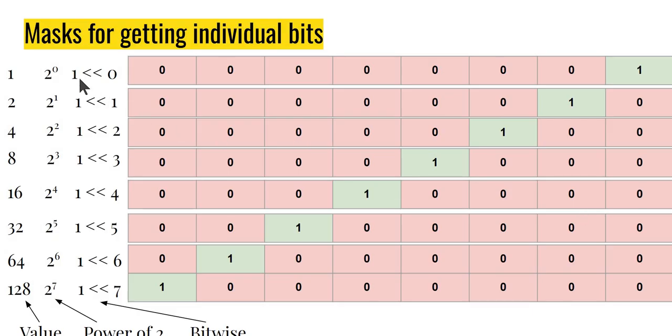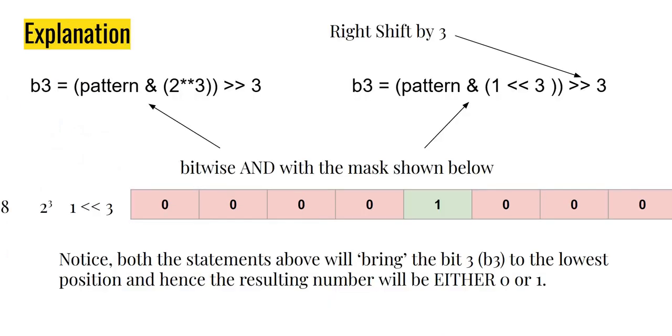I can also think of this as powers of 2: this is 2 to the power 0, this is 2 to the power 1, because in decimal the values are actually 1, 2, 4, 8, and so on. And that's what I've written here. So the mask can be specified in many different ways, which means that we can do an operation to get B3 again. We can do a bitwise AND between the pattern, which is what I want to represent, and 2 to the power of 3, which is equivalent to saying I'll do an AND between the pattern and 1 left shift by 3. So both of these are equivalent.